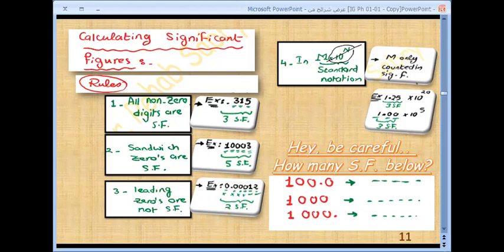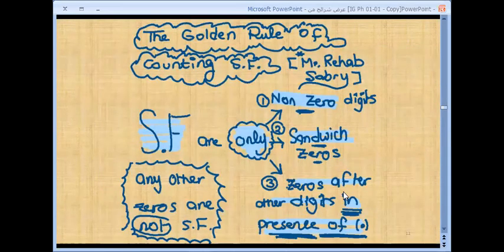Okay? So here, this is the philosophy of significant figures, and also how to count the significant figures simply. Okay, we can summarize all these in the following golden rule.